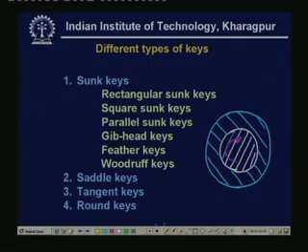Now the keys are a small piece of some material, the same as that of the shaft material, normally rectangular in cross section. So here we see that we cut two slots in both the shafts and then insert one small piece which is known as the key. So here we have cut one keyway and this is the key.